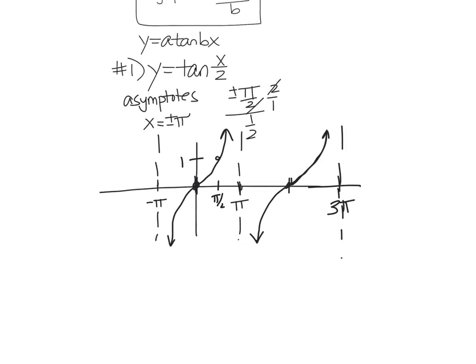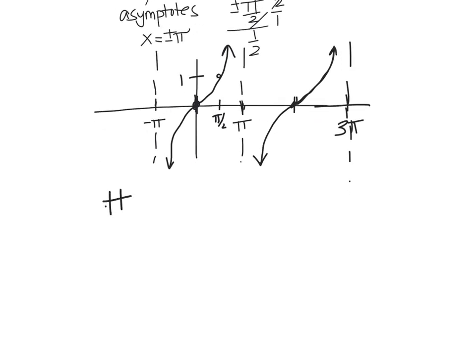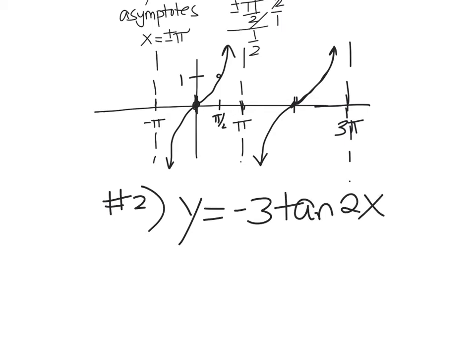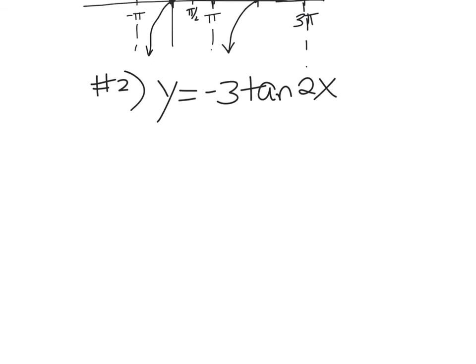All right, let's do one now where it gets stretched and reflected, and the asymptotes change. I'll throw them all out there. Not all of it yet. All right, y equals -3 tangent of 2x. -3 tangent of 2x. Okay, here we go.